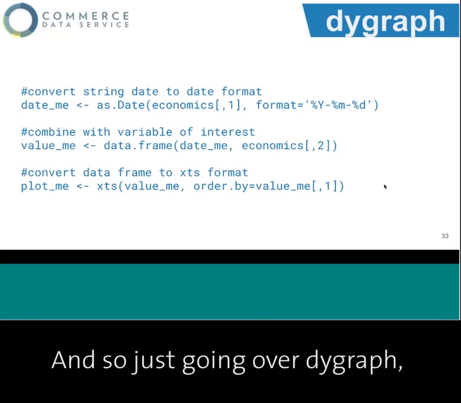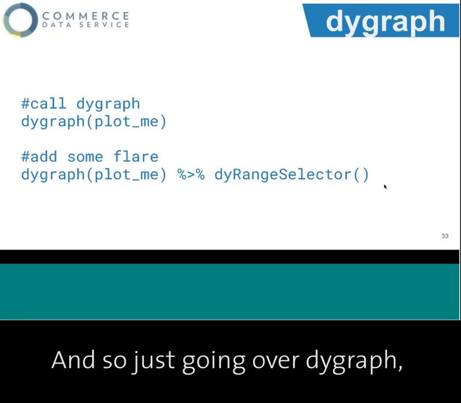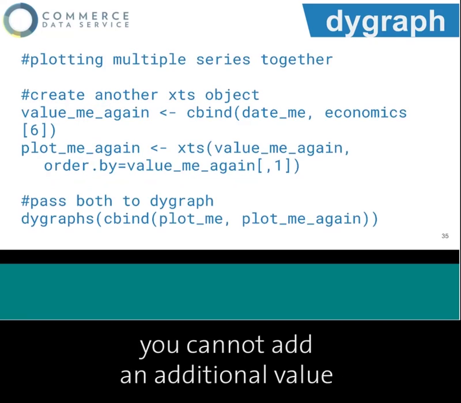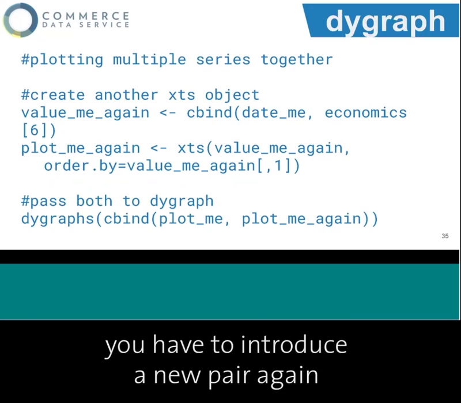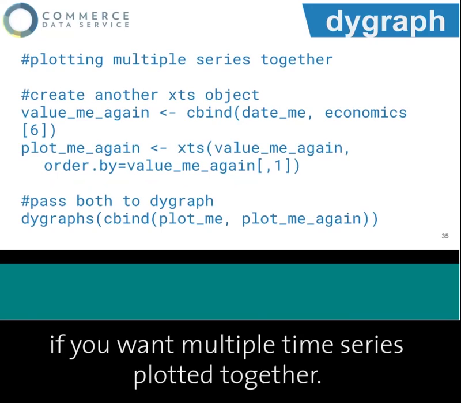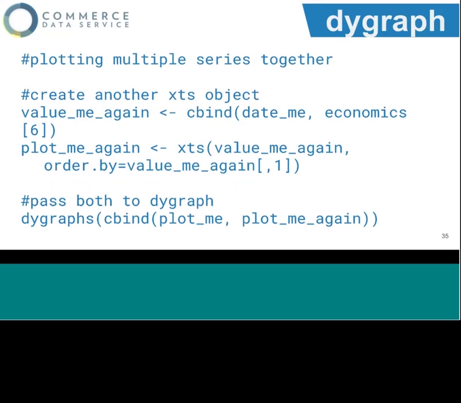And so just going over, in dygraph, you cannot add an additional value to that pair. You have to introduce a new pair again if you want multiple time series plotted together. Any other questions?